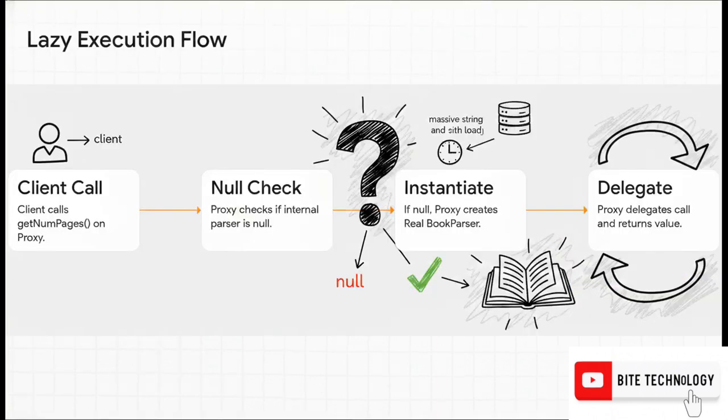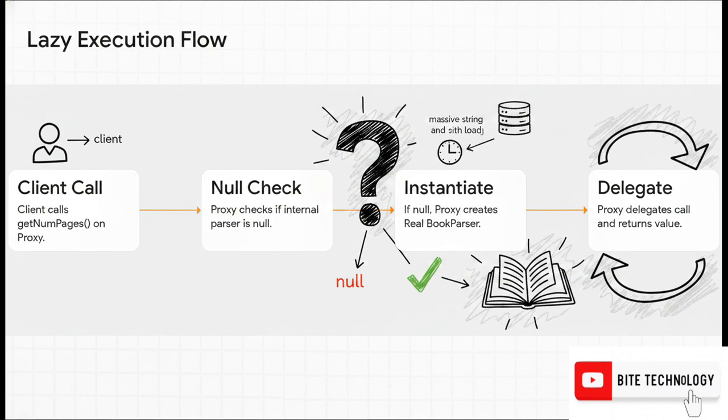So here is the lazy evaluation in action. At some point later, the client finally requests the page count, and the proxy springs into action. First, it checks, hey, is my internal real parser still null? If yes, it finally takes that massive string it saved earlier and instantiates the real book parser, taking the performance hit only because it absolutely has to. Then it delegates the page count request to that newly created real parser and hands the integer back to the client.